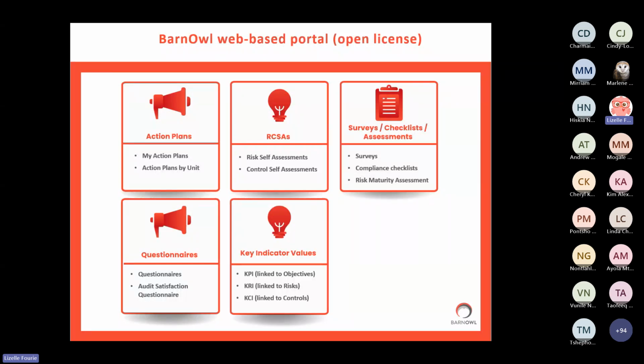Then we get our key indicators. So these key indicator values can be added by the owners of these key indicators. And our key indicators can be linked to an objective, which is what we call a KPI, key performance indicator. It can also be linked to a risk, and that's what we call a KRI, a key risk indicator. And it can also be linked to a control, which is what we call a KCI, a key control indicator.